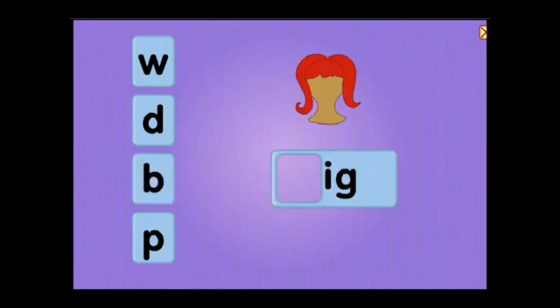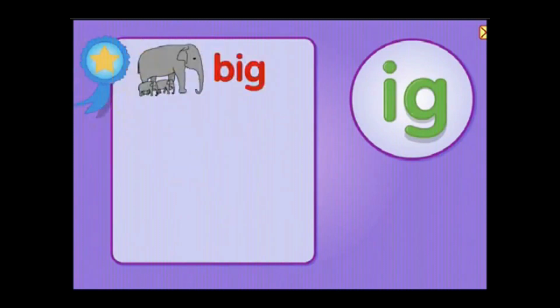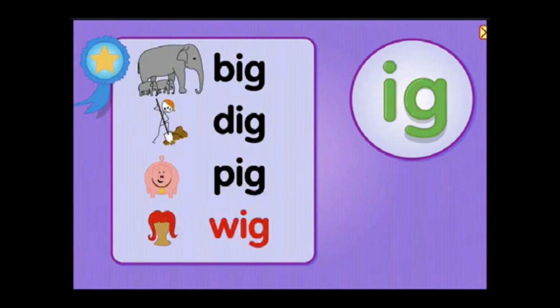Wig. Which letter makes the word wig? The letter W, D, B, or P? You decide. Ig. Wig. Groovy. You know. Big. Dig. Pig. Wig.